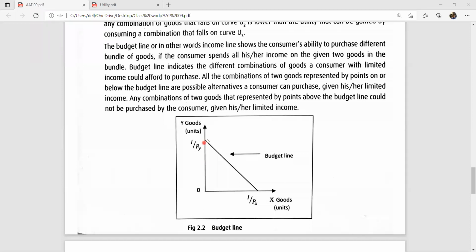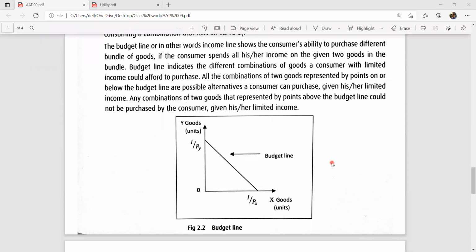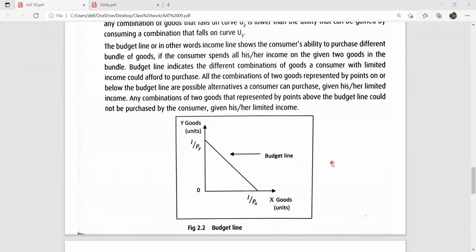At this price, you may buy only goods Y, no goods X. Over there, only goods X, no goods Y. Somewhere in the middle, along the curve, a combination of X and Y, number of units. As well as in the equilibrium sense, the budget line should equal the indifference curve somewhere. So the consumer purchases a number of units based on the income.